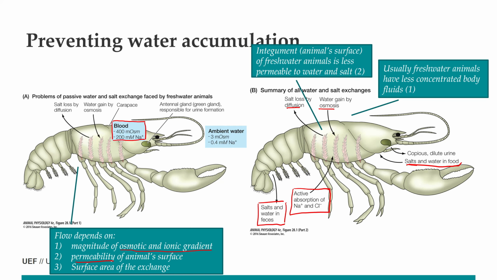And the integument, so the animal surface in the freshwater animal, is usually less permeable. So if you are minimizing this osmosis and the diffusion with the exoskeleton or good skin, etc., then you are minimizing the flow. But the problem is that when you are breathing, there's a risk of losing water or getting too much water, etc.